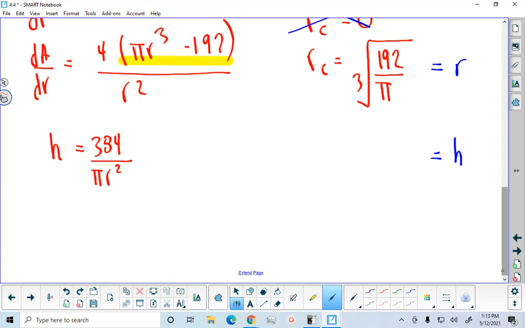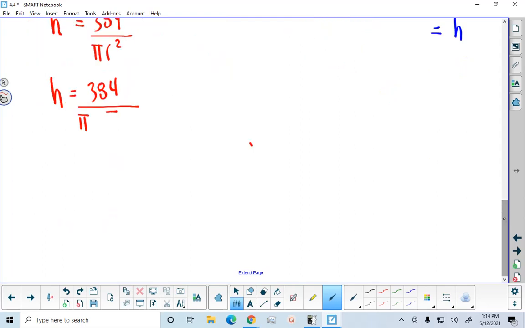Okay, so I'm going to put in the radius. Now this is going to get pretty ugly. So what I'm going to do when I put in the radius is I'm going to put 384, and then I'm going to go over pi. And for the radius, I'm not going to use the cube root of 192 over pi. I'm going to put the cube root of 192 over the cube root of pi.